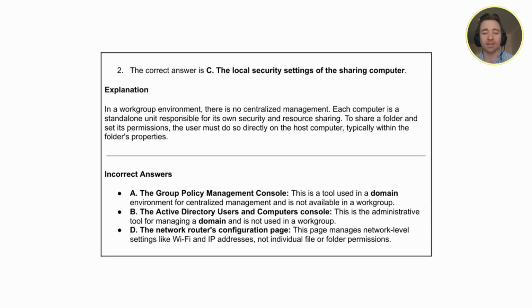1, here we go. It is C, the local security settings of the sharing computer. Group policy does not exist outside of a domain. Active Directory is used in a domain. The network router has nothing to do with the sharing permissions of that individual computer. You would have to use the local security settings of the sharing computer. All right, that's how you would have to do it.